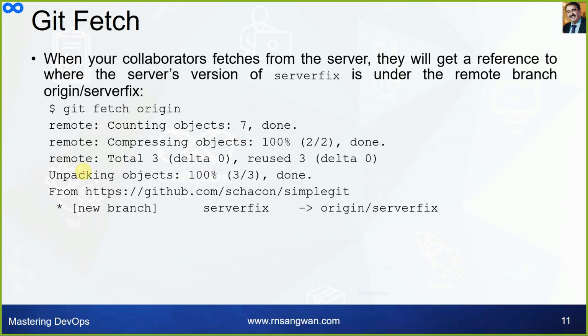Git fetch. When your collaborators fetch from the server, they will get a reference to where the server version of server fix is, under the remote branch origin/server fix. So you can try this git fetch origin. It will tell you where you are, and this is where you are: server fix, origin/server fix.